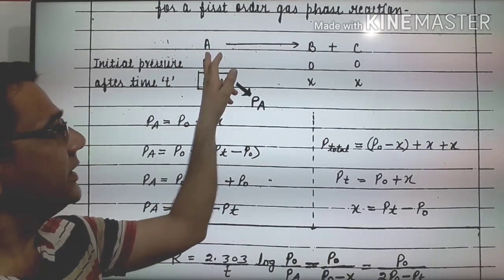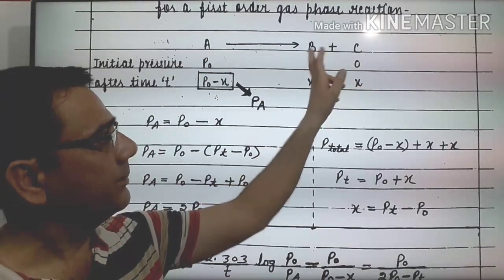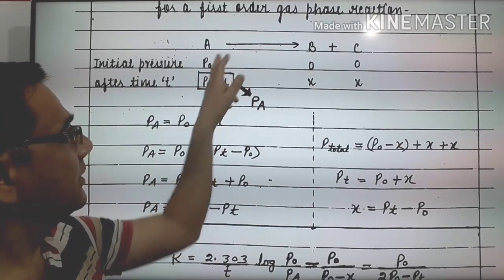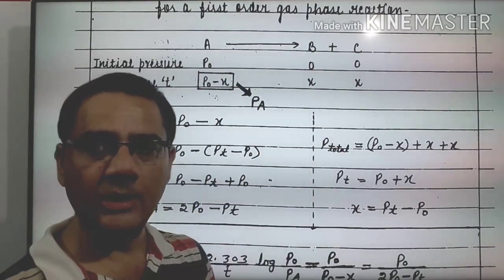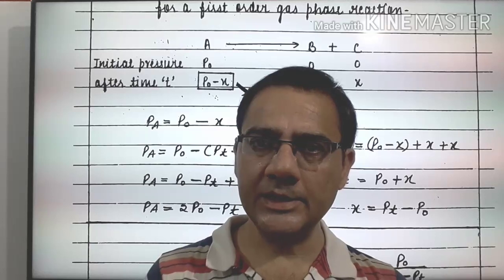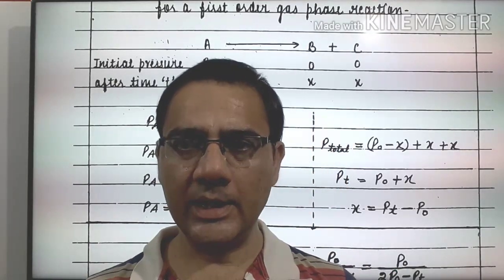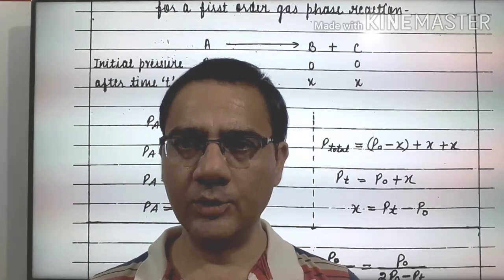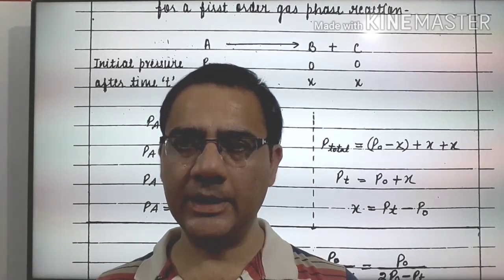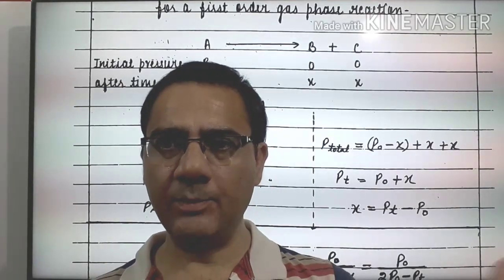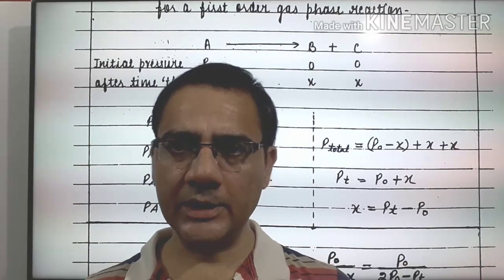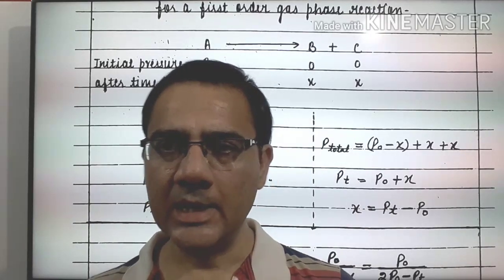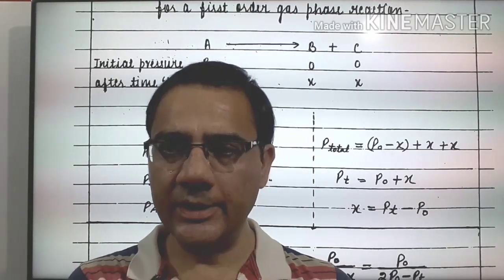Suppose this is the reactant A in the gaseous form and they are the products B and C, and here the initial pressure is P initial, and the initial pressure of the product is always taken as 0. Just as the initial concentration of the product is always taken as 0, similarly if the gaseous process is there then the initial pressure is also taken as 0. So initial pressure of the reactant is P initial, and of the product is 0. Now the reaction begins. After time t, maybe after 10 minutes, after 20 minutes, some part of the gases will react.